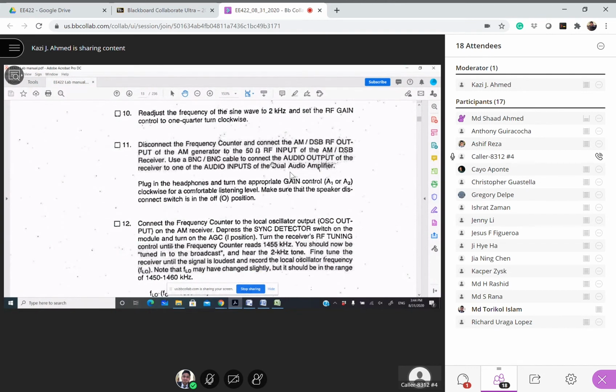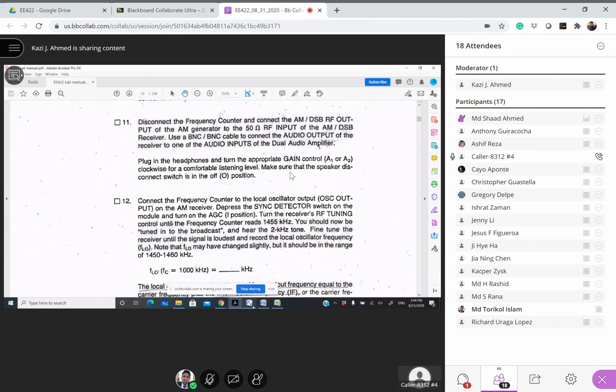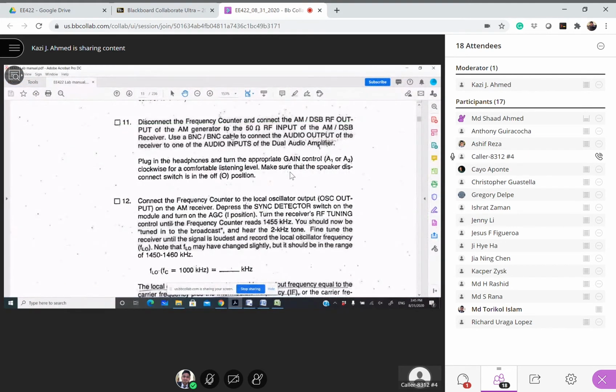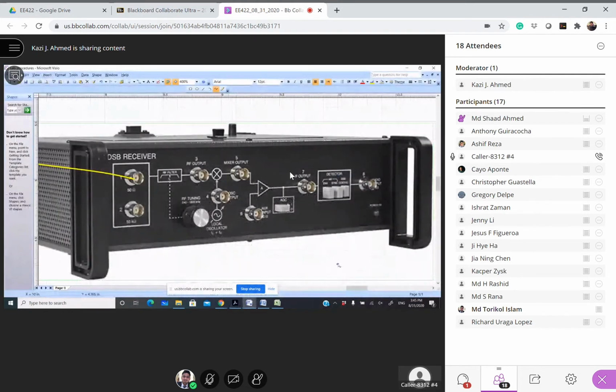Use the BNC cable connector, audio input, output of the receiver to one of the audio inputs of the dual audio amplifier. Okay, so now what we are doing: whatever is coming here is the amplitude modulation, and it comes to the receiver side. After the receiver, we connect the output of the receiver. Let's see which output, the audio output of the receiver. There is an output called audio output.